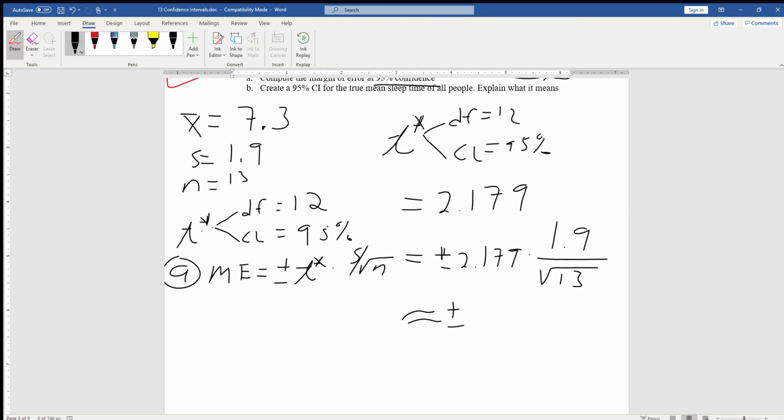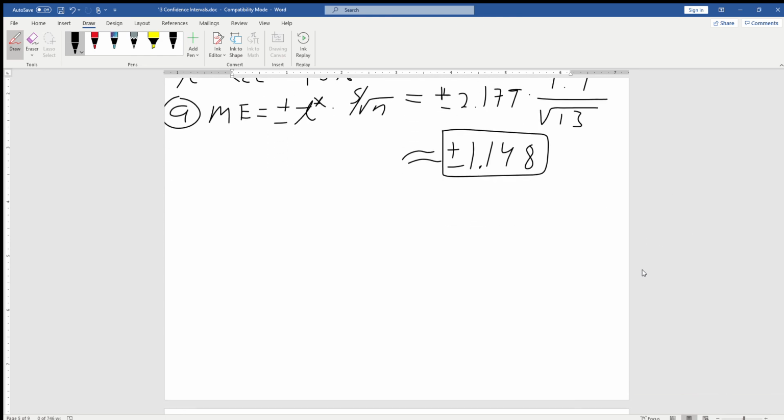I'm going to type this into my calculator, and please do the same just to verify. I ended up with 1.148. Don't forget the plus or minus, since it is a margin of error. Notice it's almost the same thing as what we did before with population standard deviation known, except now we have to go through and find t-critical.